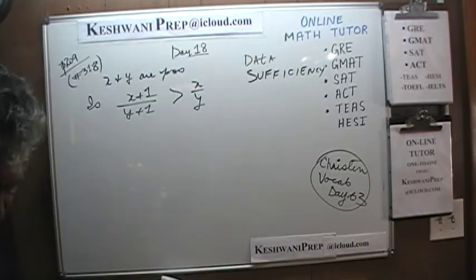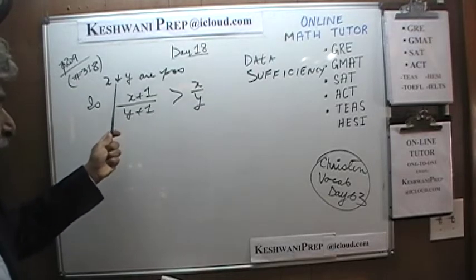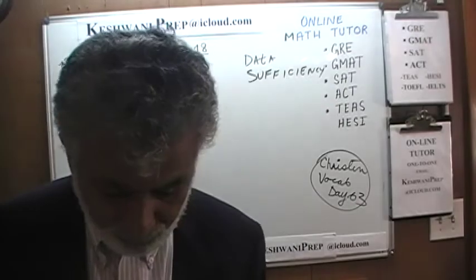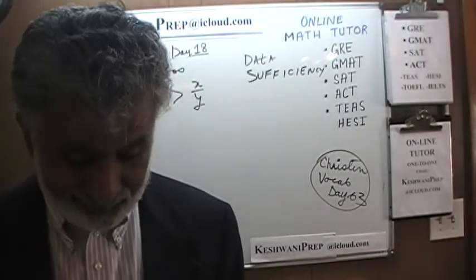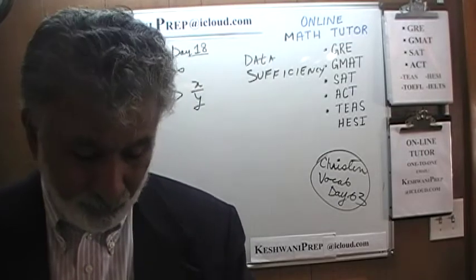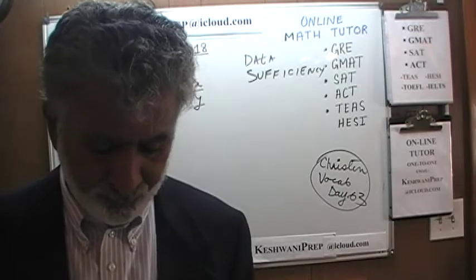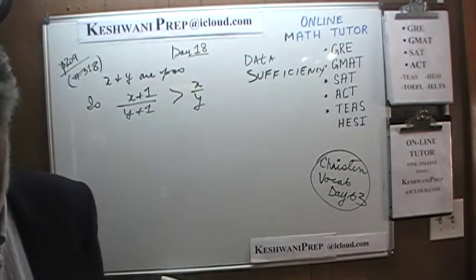So let's cross multiply here. And here we can cross multiply legitimately because we are told that they're both positive. What I did earlier in problem number 315 was technically not correct, because we were not really told that those quantities in the denominator were positive. I just took a chance. I just took a gamble. Because sometimes it's good to be lazy.